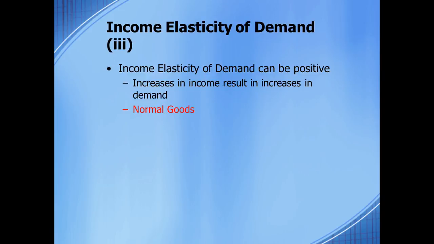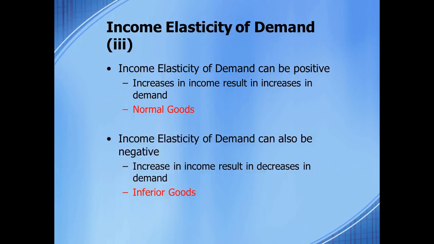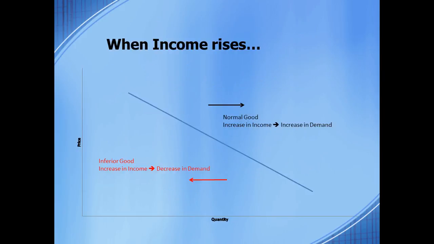So the income elasticity of demand can be positive, and increases in income result in increases in demand for normal goods. Now, the income elasticity of demand can also be negative, and an increase in income results in a decrease in demand. And perhaps we think about this in terms of, say, an inferior good or a basic value good. And we'll be talking more about this in the lecture.